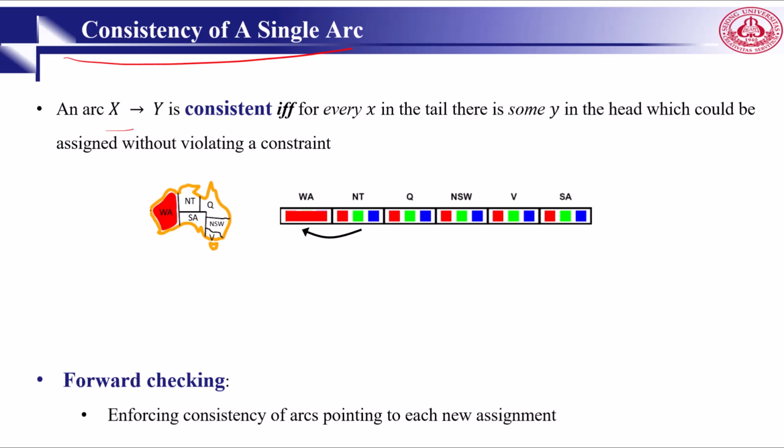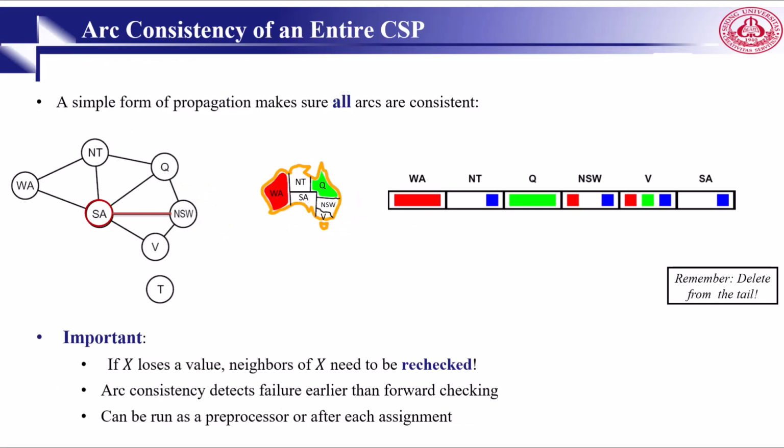So in here, we see the constraint, right? This is the constraint from NT to WA and also from Q to here, right? Because whatever we decide here has an impact on the value that we can choose for Q. So this is the problem that we studied in the previous slide that cannot be detected using forward checking. So here, first we assign red to WA and we remove red from NT and SA, and we do like what we did in the previous slides.